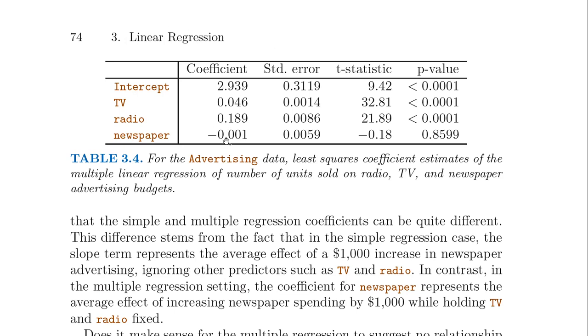Now, what's interesting is the newspaper coefficient. One, it's negative, which is quite counterintuitive. If you just look at the parity, unlike the other coefficients, a negative newspaper parameter is suggesting that for every $1,000 of advertising, you're actually going to sell 1 unit less.